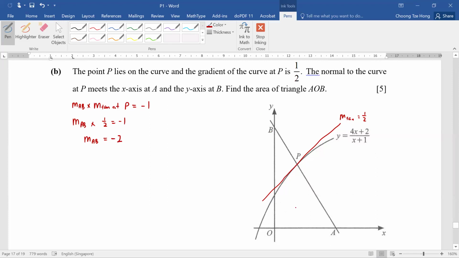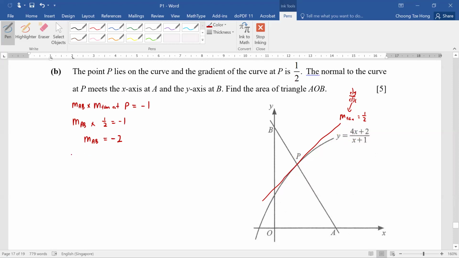Okay, so we know the gradient already. The other thing to find the equation of line AB, we need to know the coordinates of point P, or any other point that passes through that line. Okay, so how can we find the coordinates of point P? Right, so if you recall, a gradient of tangent at any point is actually dy dx. Okay, so remember we have already found dy dx in part A, right? So what we can do is equate dy dx to half, and then we solve for x, and we will get the x coordinate of P. Then we'll just take the x coordinate of P, put it inside the equation of the curve, and we'll get the y coordinate. Okay, so that's basically what we're going to do.